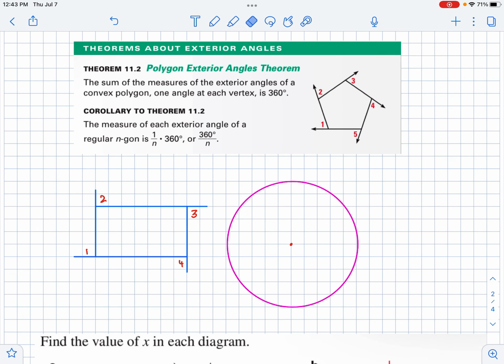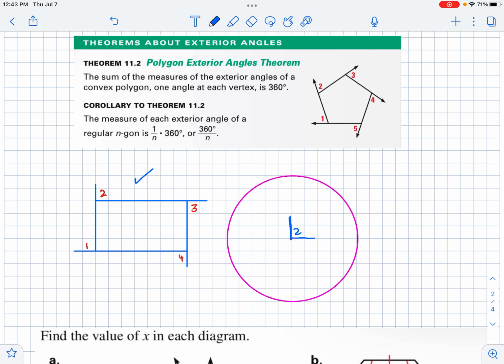Now, I want to look at just a quadrilateral. And notice, of course, we're dealing with convex polygons in this whole discussion. Notice that I've made my exterior angles. So we're looking at this little quadrilateral, and I made a circle over here. I'm going to take this angle 2, and I'm going to plot it right over here. So this is angle 2. I just kind of copied it over.